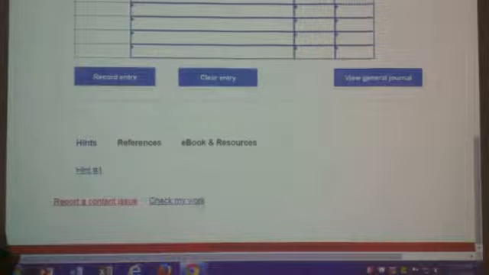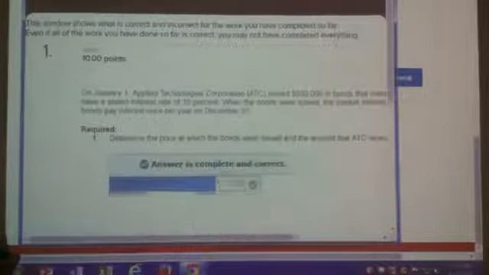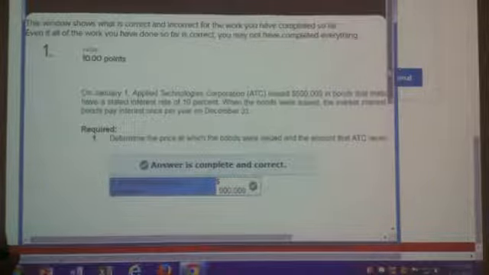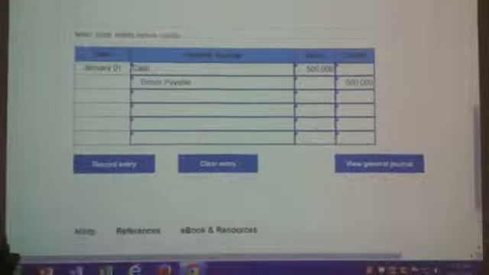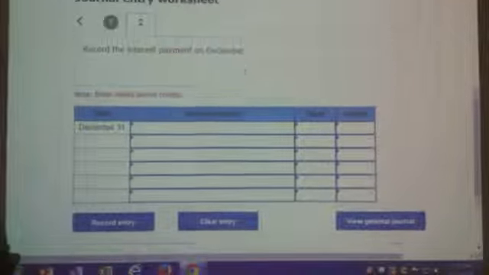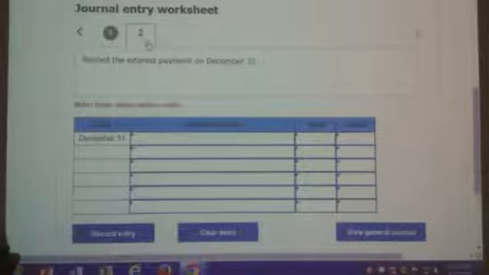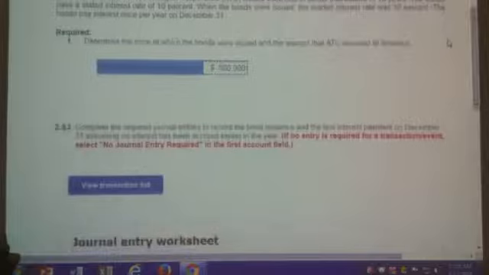If I go down, I check my work. The answer says it's not complete, because we have not done the second journal entry. But if you check, cash and bonds payable, debit and credit, are correct. So let's look at the second journal entry, which says record the interest payment on December 31st. We said we issued $500,000 bonds with an interest rate of 10%.